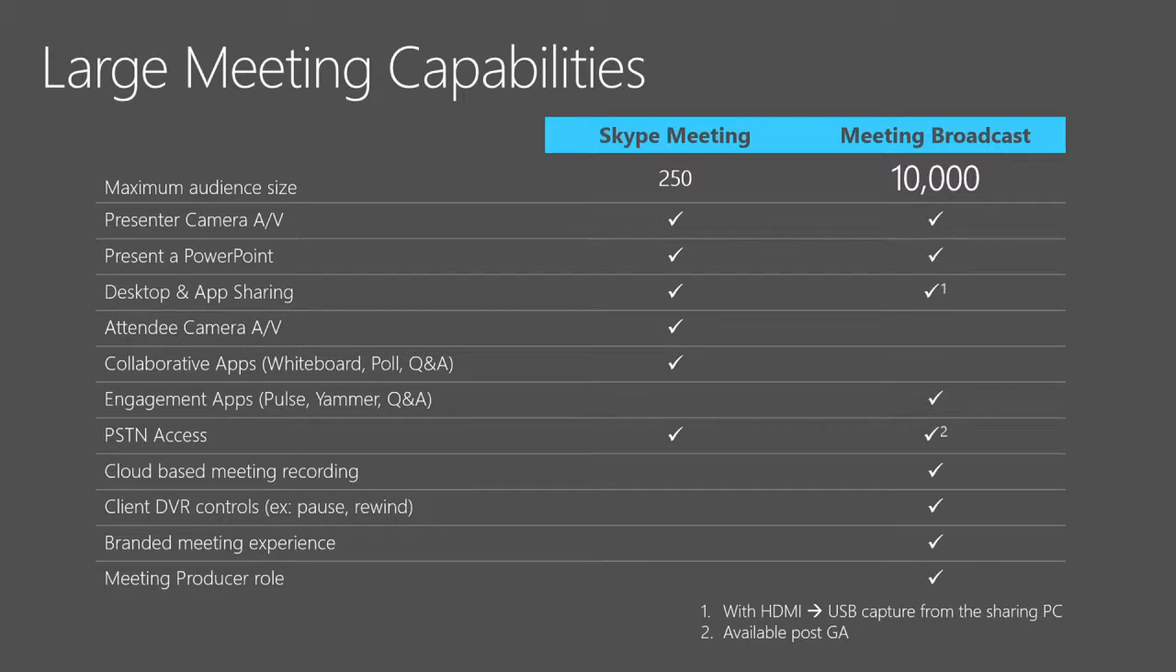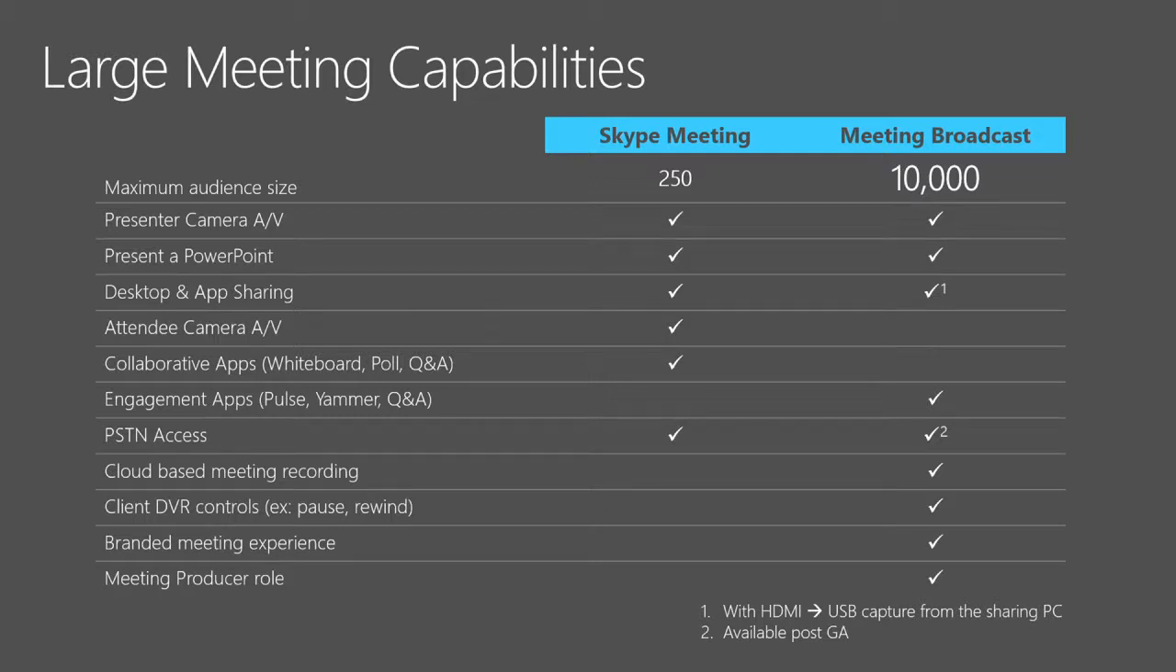Attendee camera AV we cannot do. It's a broadcast meeting. We don't take audio video back from the audience. And then there are a set of apps that are interesting in Skype for Business, like Q&A and Poll and Whiteboard. The app models are not compatible with the way we need to render for attendees on a web page. So we've built a new set of applications that are called audience engagement apps. They're not collaborative in a sense. They're more about engagement. And it's a different category of apps. So we support those in broadcast and not in regular meetings, and vice versa for collaborative apps.